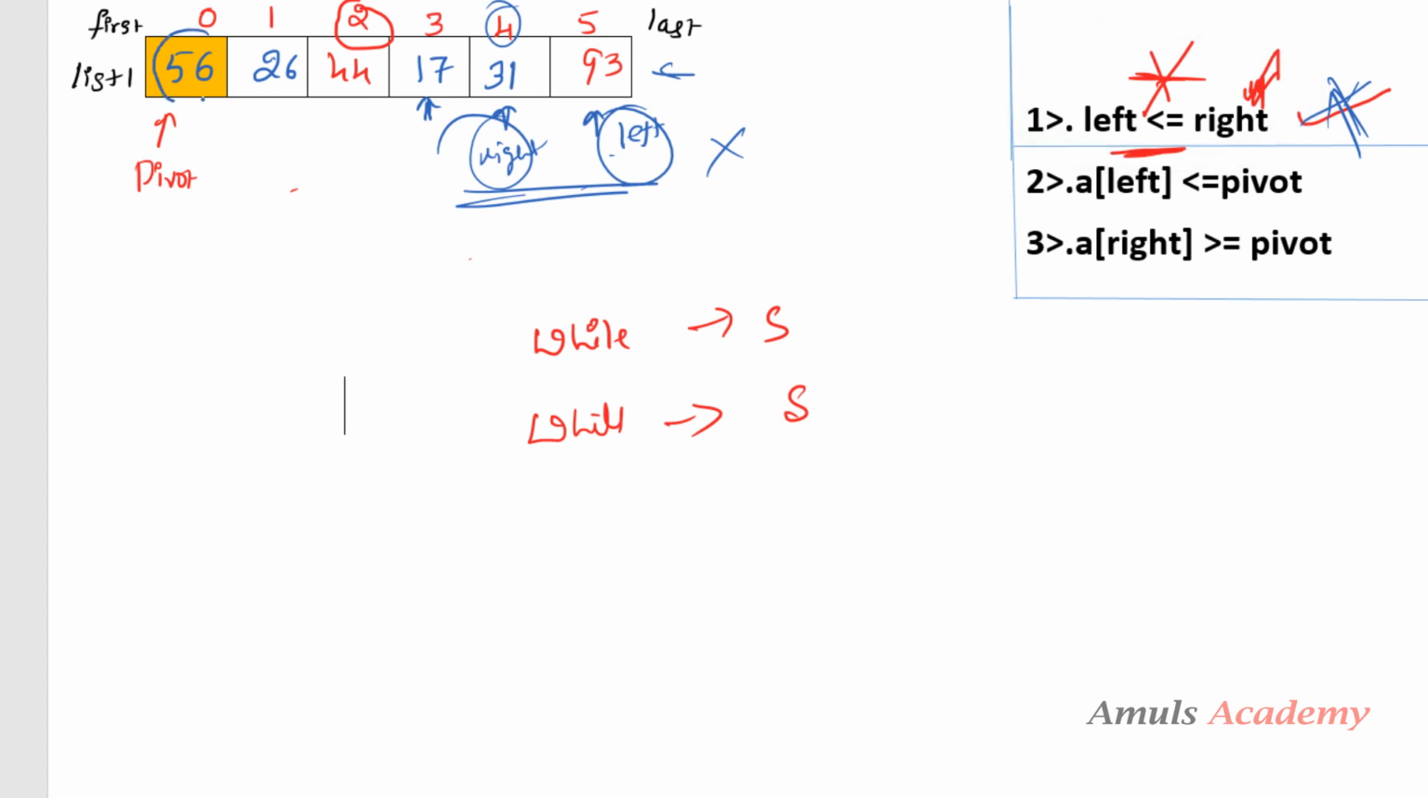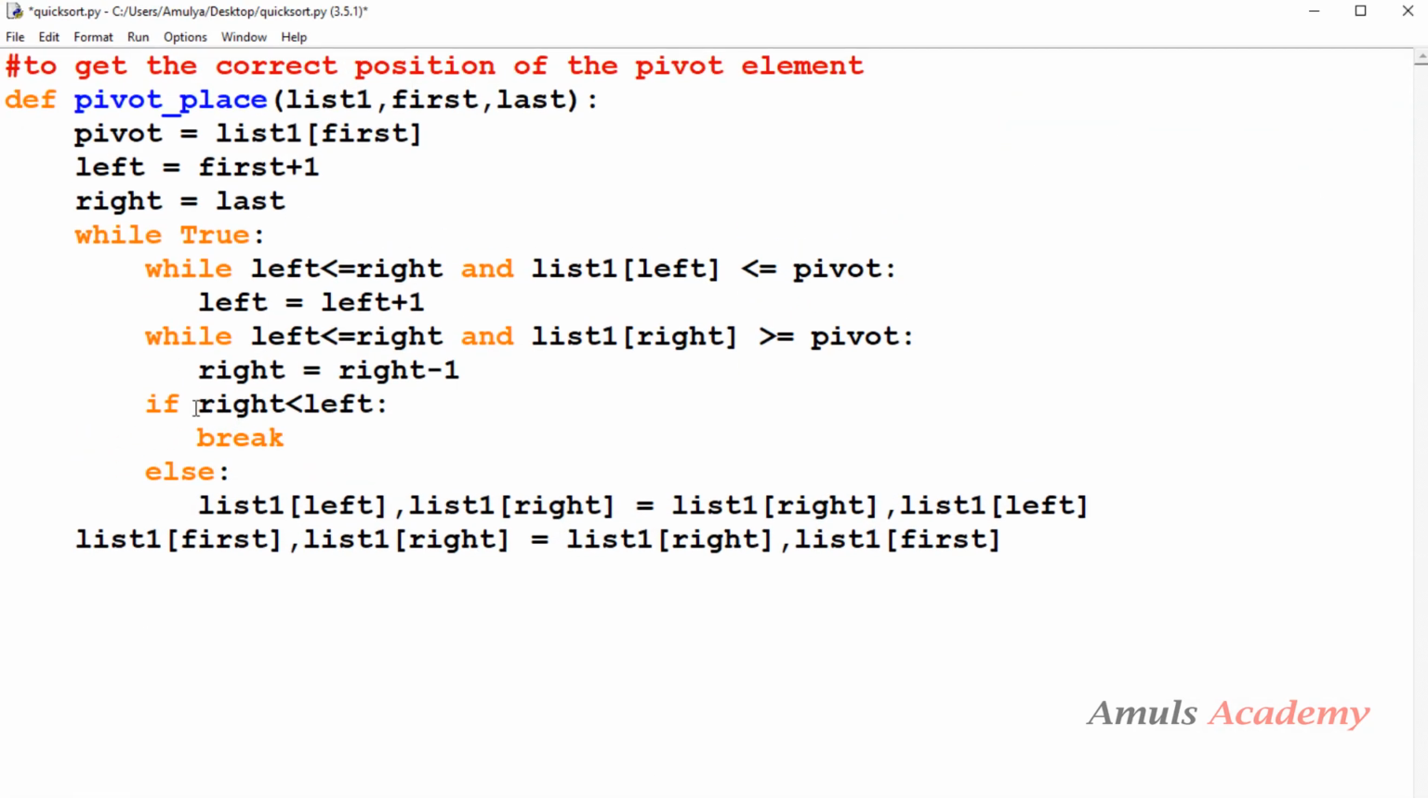Now I need to swap the value present in the first index, the pivot value, and whatever value is present in the right index, right? So that's what we did here. Okay, so when this condition becomes true, I'll stop everything. That's why here I wrote break. It will come out of the loop, and here I'll swap the value present in the first index, that is the pivot, and the value present in the right index.